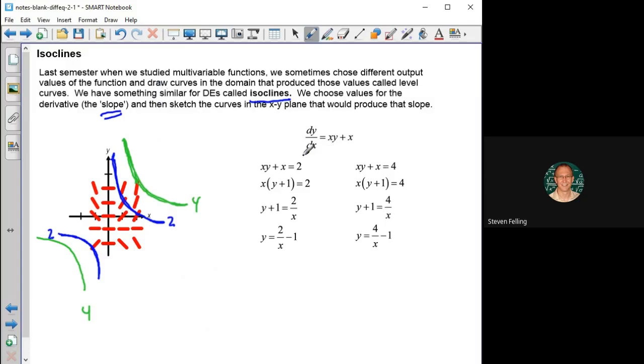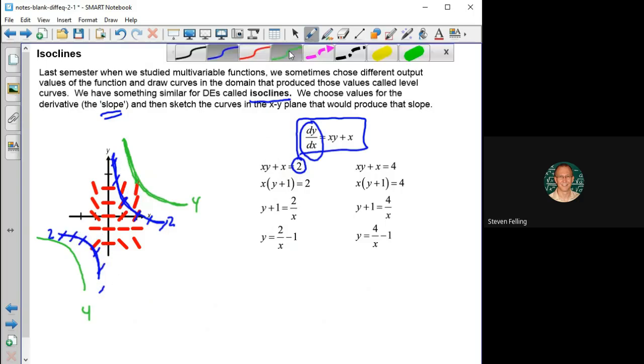So for example, let's say I have this differential equation here, and I wanted to find all the places that have the slope positive 2. Well, you could just replace this with positive 2 and then solve for this curve. That would be xy plus x equals 2. You could factor an x out and get x(y plus 1) equals 2. Therefore, y plus 1 is 2 over x. Therefore, y is 2 over x minus 1. And if you graph that, it produces this blue curve. It's got two legs to the curve here, but every xy value that's on this curve has a slope of 2. Its slope value would be 2 all the way along that.